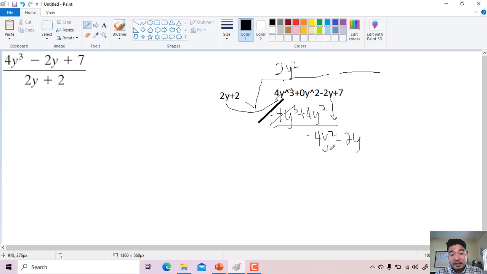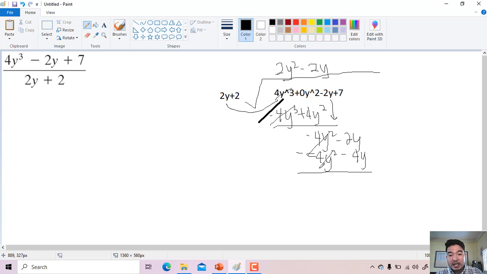You divide negative 4y squared by 2y. So the quotient would be negative 4 divided by 2 is equal to negative 2. And then y squared divided by y is equal to y. Then you multiply negative 2y by 2y. So you have negative 4y squared. And then negative 2y by 2 is equal to negative 4y. And then you subtract. You canceled it out.